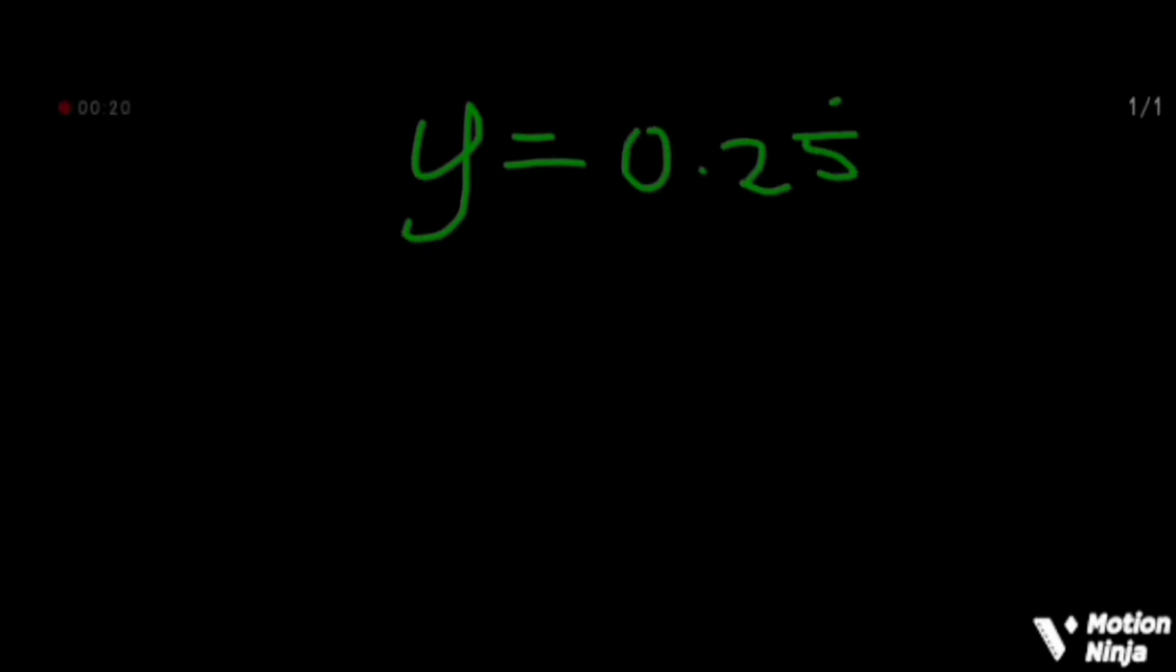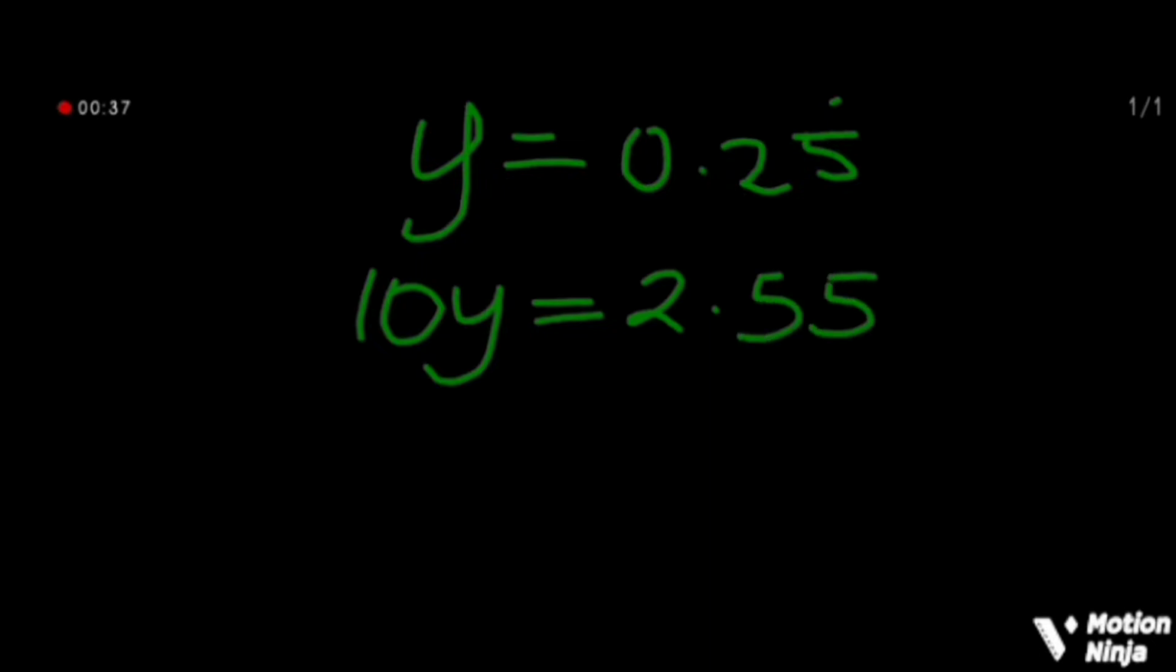Now, the second part, we are supposed to convert y, which is equal to 0.25 with the repeating digit 5. So here we multiply as well by 10 power n, which is 10 power 1, which is 10. So here we'll have 10y equals 2.55 repeating. This is equation number 1, and this is equation number 2.